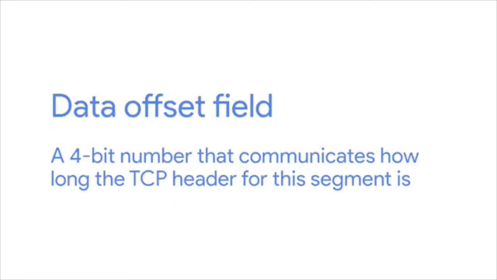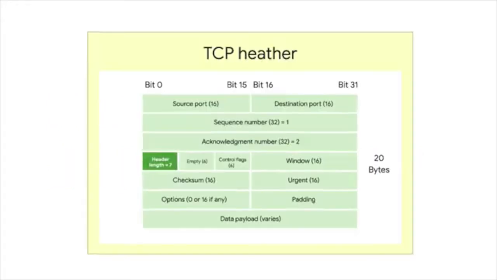The data offset field comes next. This field is a 4-bit number that communicates how long the TCP header for this segment is. This is so that the receiving network device understands where the actual data payload begins. Then we have 6 bits that are reserved for the 6 TCP control flags. We'll cover the control flags and what they each mean in the next video, so flag this for later.